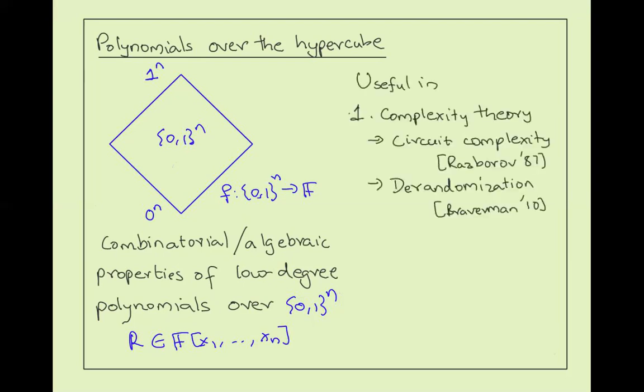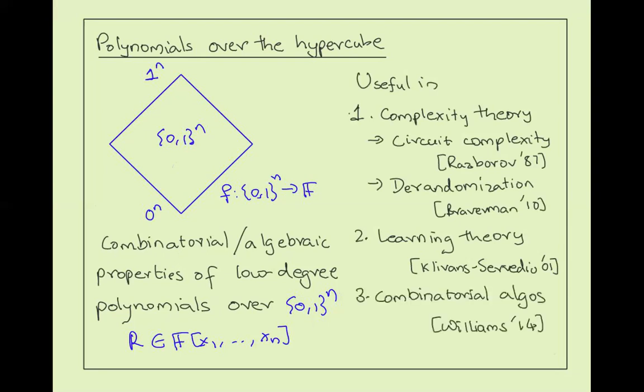Such investigations are useful, for example, in understanding and proving results of complexity theory, specifically in circuit lower bounds and derandomization. They're useful in devising algorithms in learning theory. And more recently, they've also found applications in devising algorithms for various combinatorial problems. So such statements can be extremely useful in areas of theoretical computer science, and Hegedus's lemma is one such statement that has found applications.